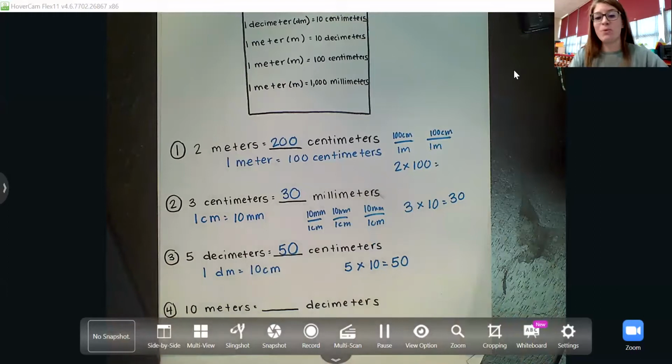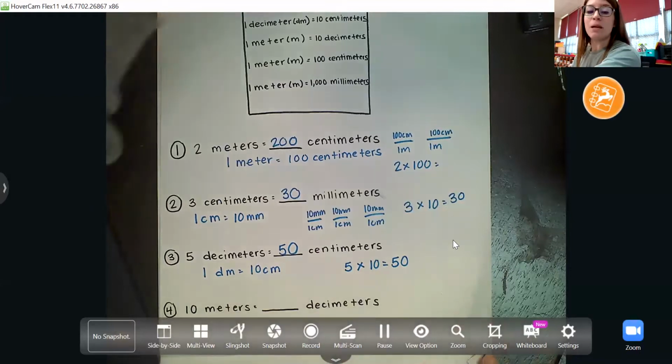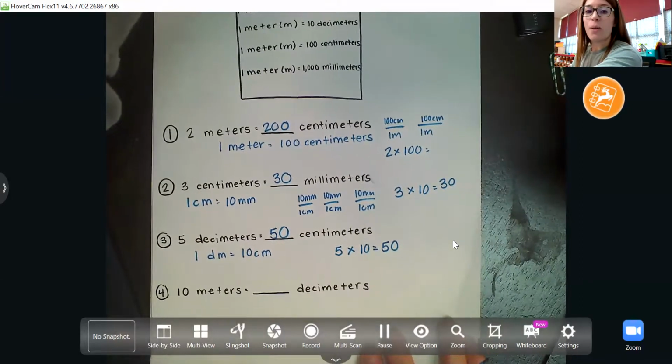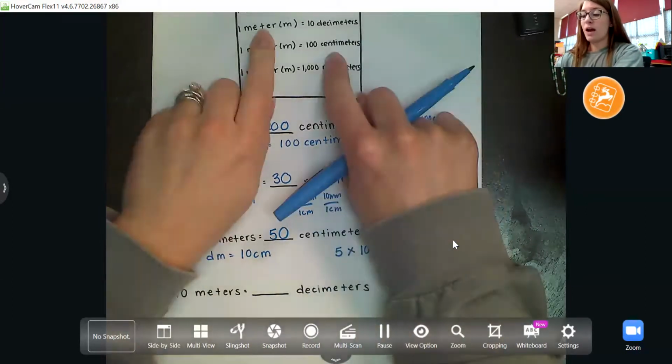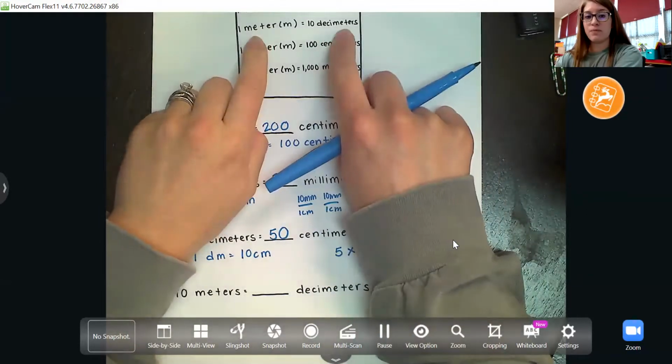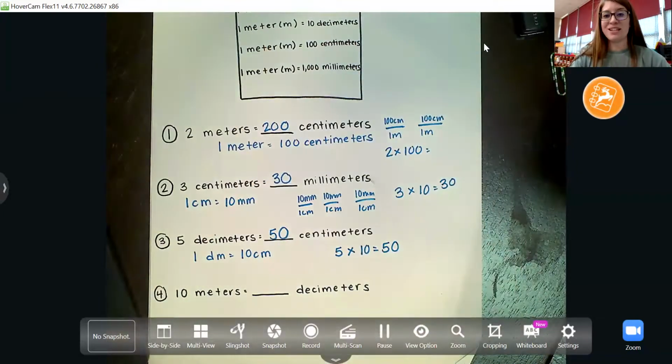All righty, one more. Let's look at it. We are changing meters to decimeters. It says 10 meters equals how many decimeters? So if I look up here and find my meter to decimeters, I see, hold on just a second.